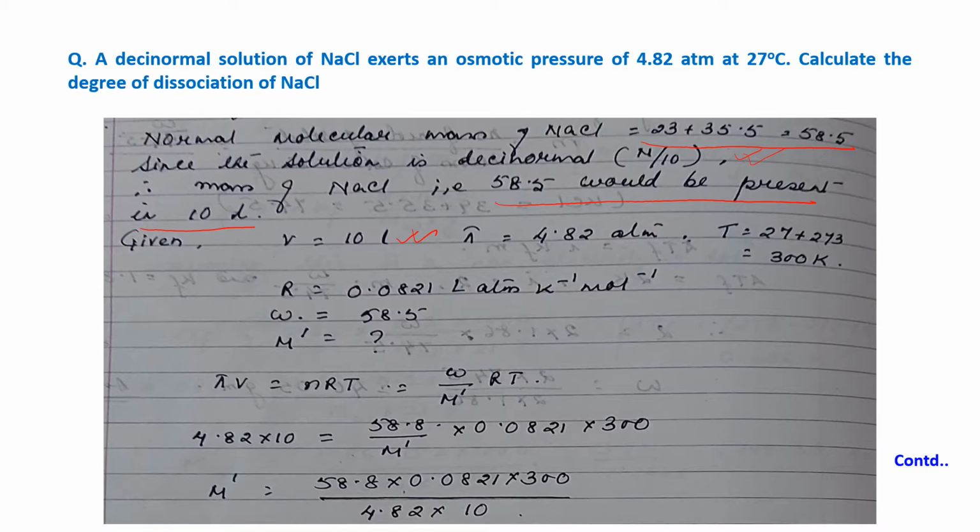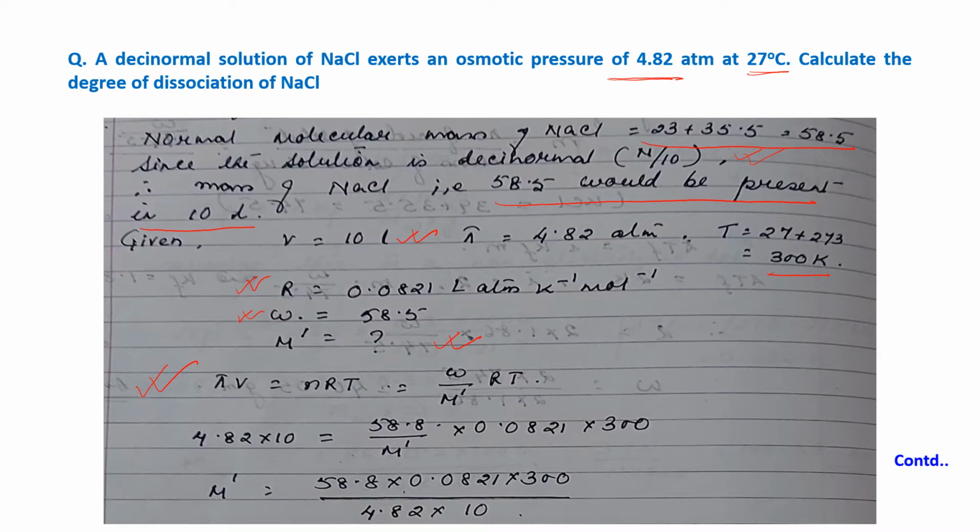Osmotic pressure pi is given as 4.82 atmosphere and the temperature is 27 degrees centigrade, so it is 27 plus 273, that is 300 Kelvin. R is 0.0821 liter atmosphere Kelvin minus 1 mole minus 1. Small w is 58.5. You have to find out m dash.